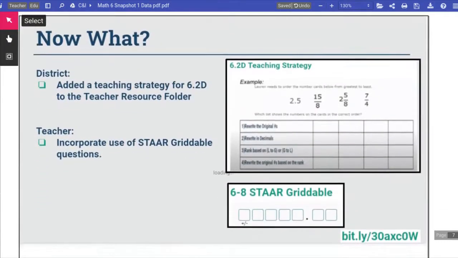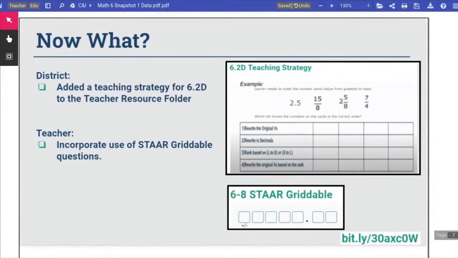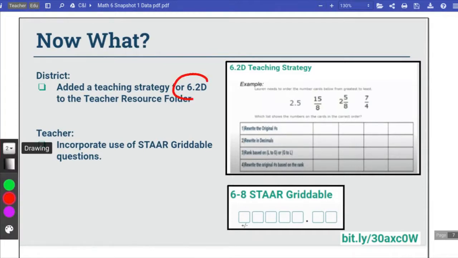So something to think about again, how you can help your students start the problem and finish it all the way to the end. All right, so now what? We have gone through some questions here. Now what? Well, here's some things we have done as a district. We have added a teaching strategy for 6.2D for ordering. You can find that in the Canvas course, in the teacher resource folder.